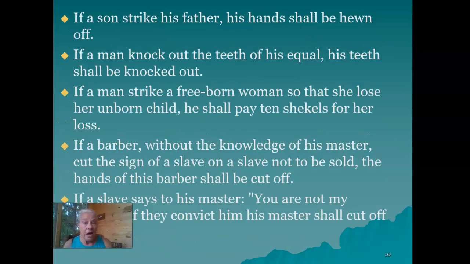If a man knock out the teeth of his equal, his teeth shall be knocked out. However, what I don't have written here is that if a man shall knock out the teeth of a slave, he shall pay the slave owner a fee. If a man strike a freeborn woman so that she lose her unborn child, he shall pay 10 shekels for her loss. So, again, these are just a few examples of Hammurabi's code, but they really make the concept of a social hierarchy quite evident.